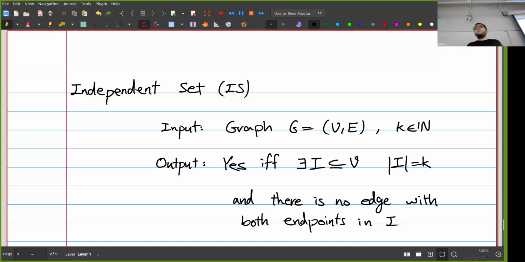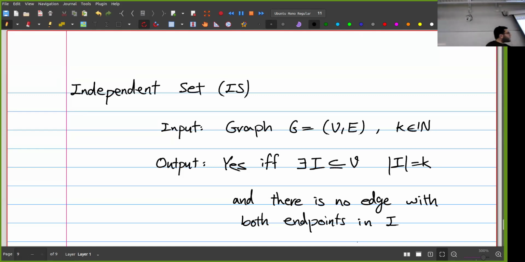But remember, I want to keep my problems as decision problems, because we have already seen that if I can categorize my decision problems, and if I can solve the decision problem in polynomial time, then I can solve the optimization variant as well. I can just do binary search. Okay, so whenever I talk about the independent set problem, this is what I mean.